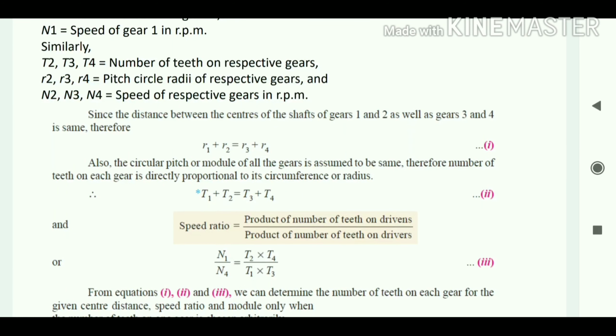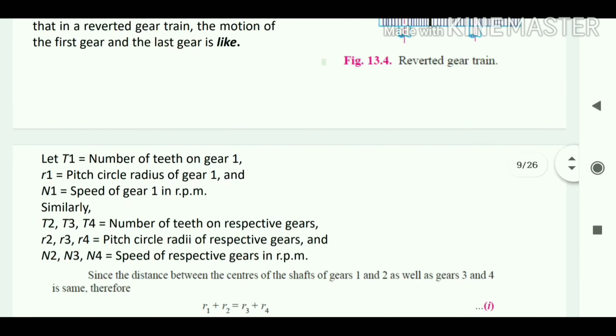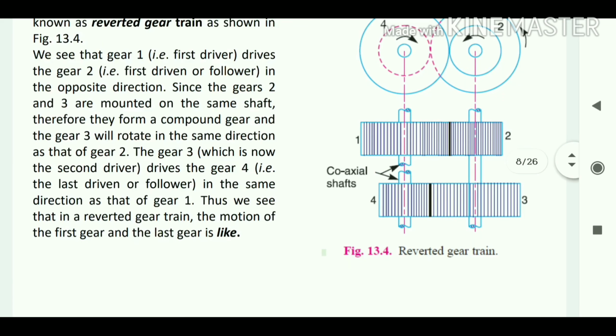Here the speed ratio is again calculated as the product of the number of teeth on the drivens divided by the product of the number of teeth on the drivers. That is N1 by N4 is equal to T2 into T4 divided by T1 into T3, as in the earlier diagram which is shown in 13.4.